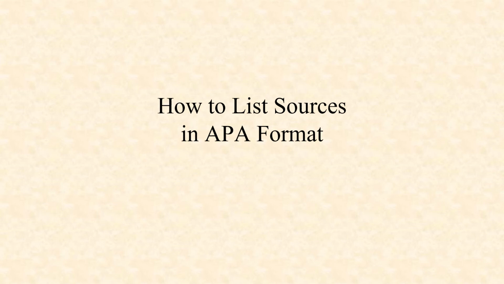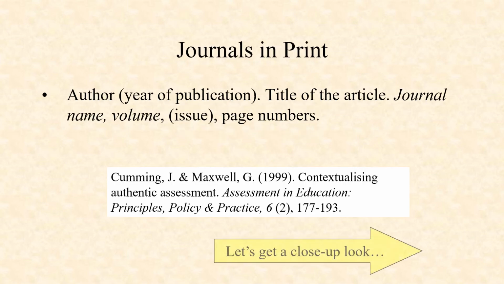Now let's focus on how to list sources in APA format. As an overview, this is the format that APA asks us to use when we're creating a bibliography or reference page. We're going to start with the author's names, the year of publication, the title of the article and the journal, and then the issue number if it's appropriate, and also page numbers if we can find them, especially if we're in the electronic format. So let's take a close-up look at these for a moment.